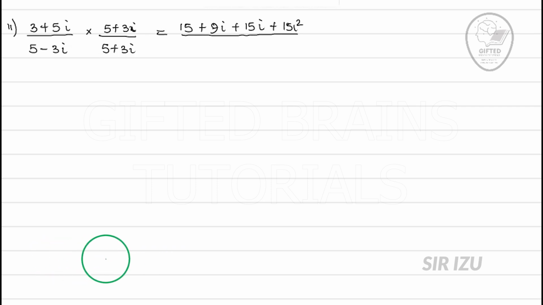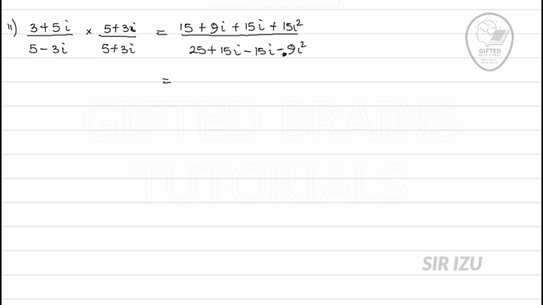5 times 5 will give us 25. And 5 times 3i will give us 15i. Minus 3i times 5 will give us minus 15i. And then, sorry, I think I made a mistake here. Let's correct that now. So minus 9i squared. Minus 9i squared. So we further simplify now.